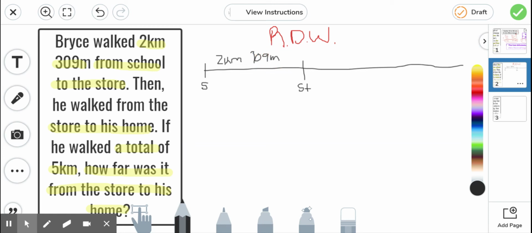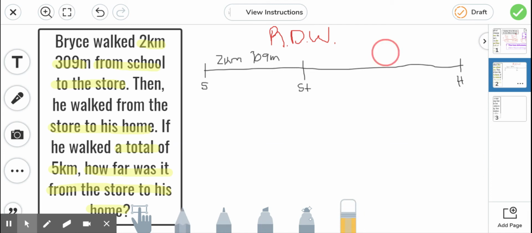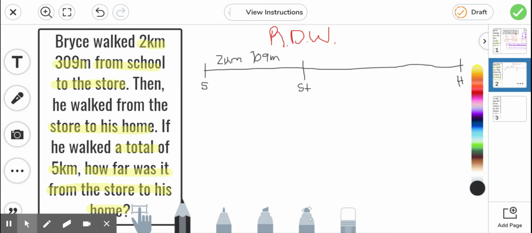All right. Then he went from the store to H, which is home. We don't know what this distance was. Oops, that looks like a 2. There we go. Okay, so we don't know what this distance is, but we do know that the total distance all the way is 5 kilometers. So we need to use that information to solve.